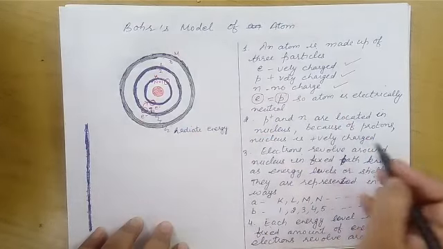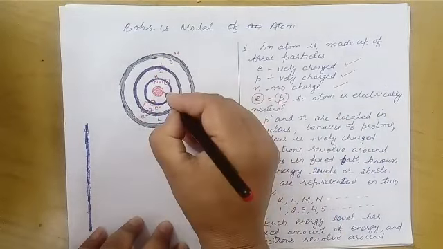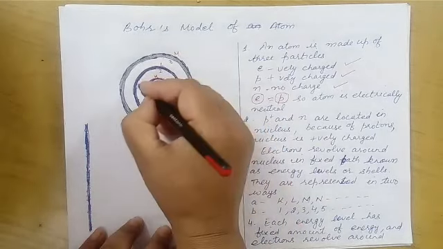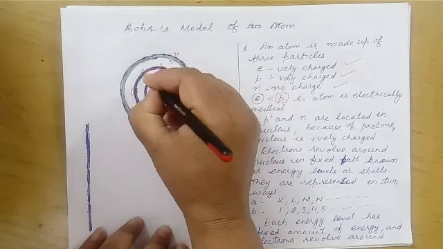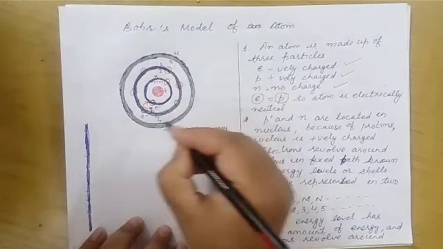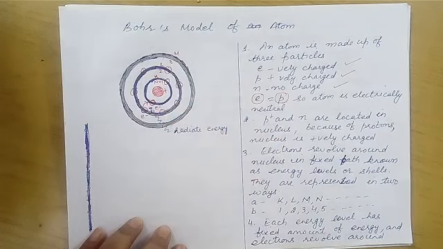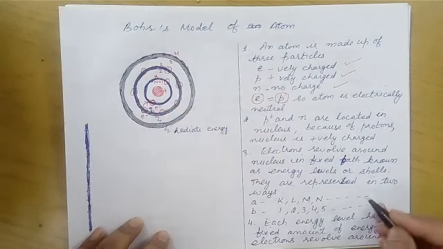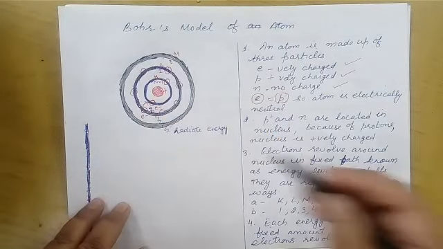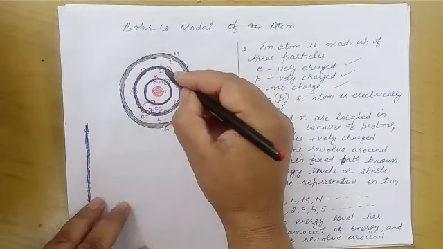Now protons and neutrons are located in the nucleus. Because of protons, the nucleus is positively charged. Electrons revolve around the nucleus in fixed orbits. We call them energy levels, as each orbit has its particular energy. That is why we call them energy levels. These orbits are named in two ways, starting from the nucleus: 1, 2, 3, 4 or K, L, M, N.